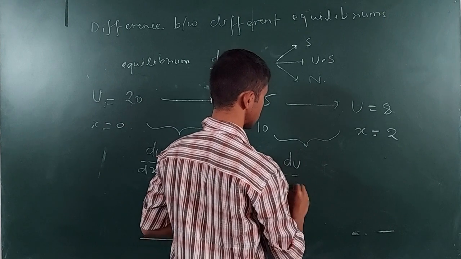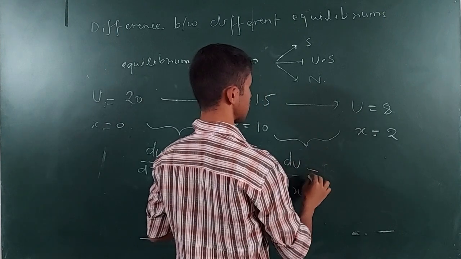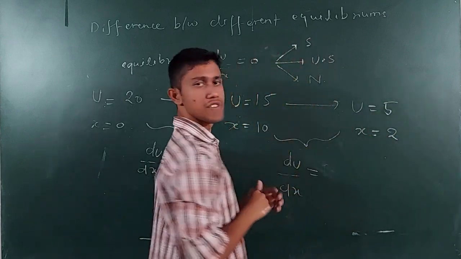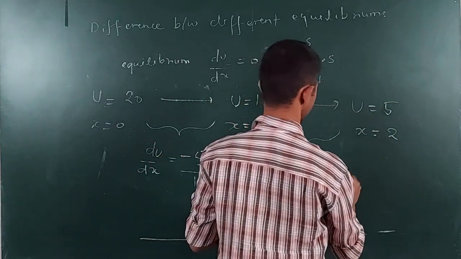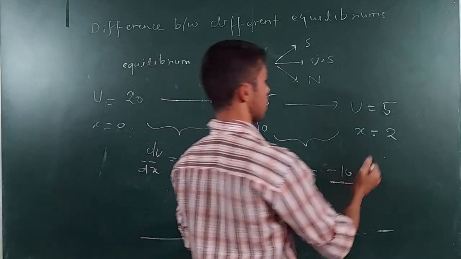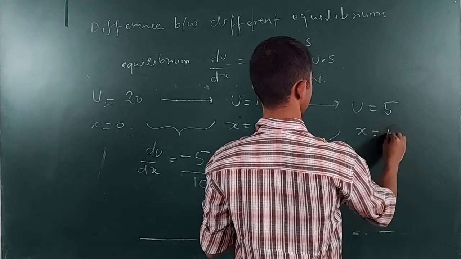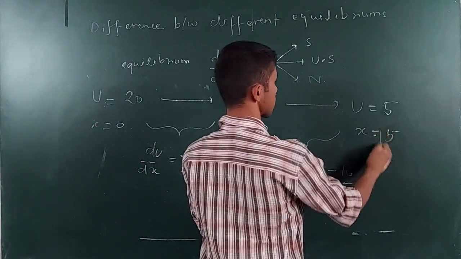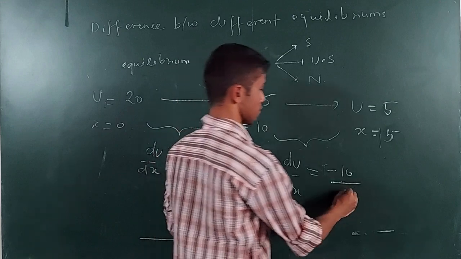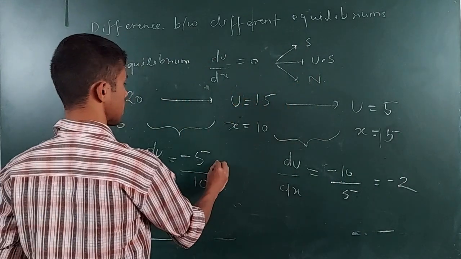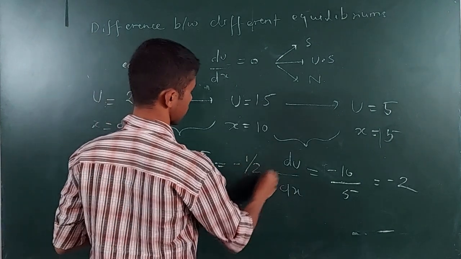Du by dx is 8 minus 15, which is minus 7, upon the change in x, which is 10. Okay, for simplification we will take 5 over here. So it becomes minus 2, and here it becomes minus half.